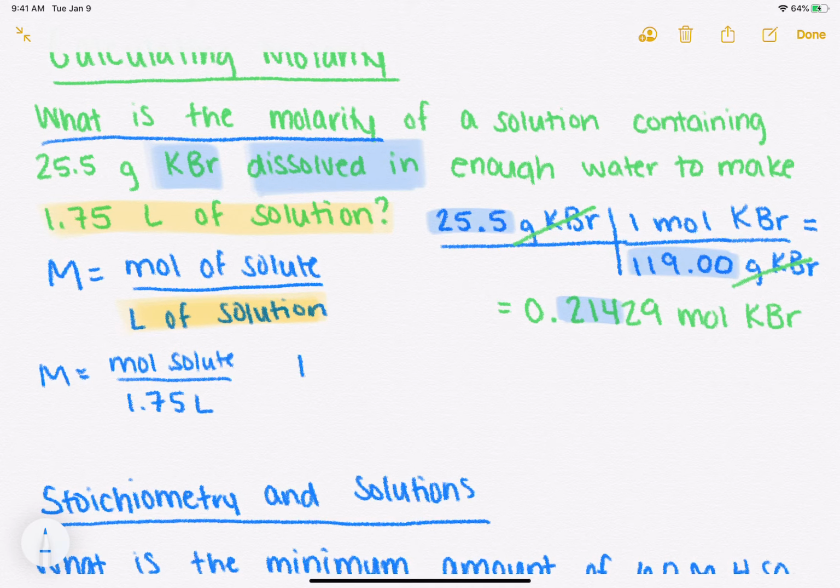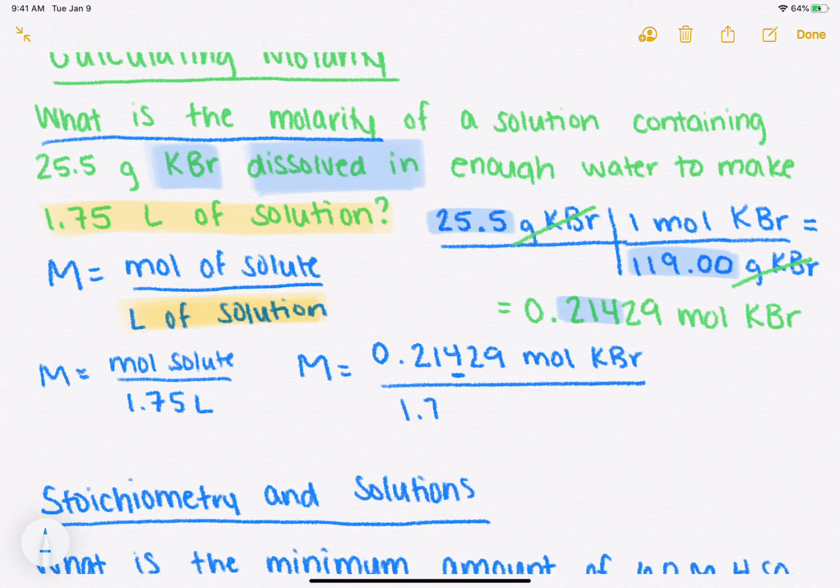So now we know that the molarity, which is what we're solving for, is going to be equal to 0.214, and I'm going to underline that for our sig figs, 29 moles of KBr divided by 1.75 liters of solution.